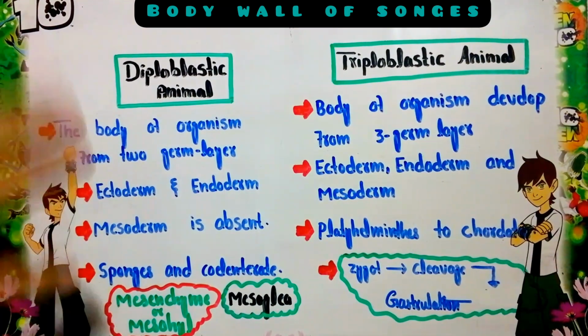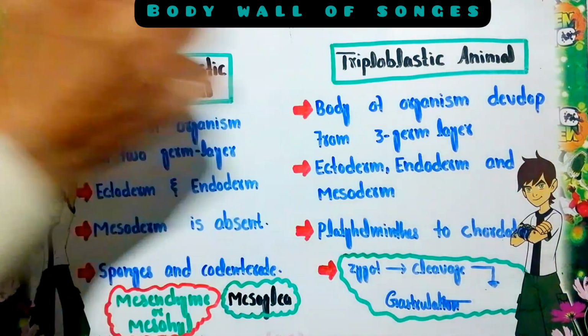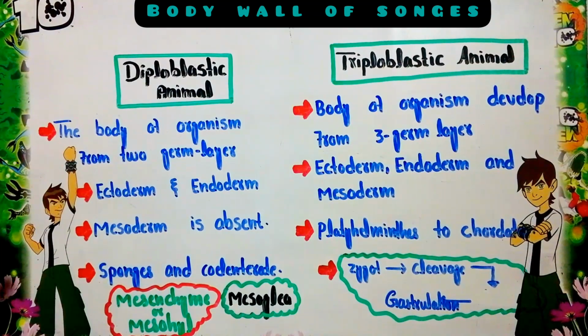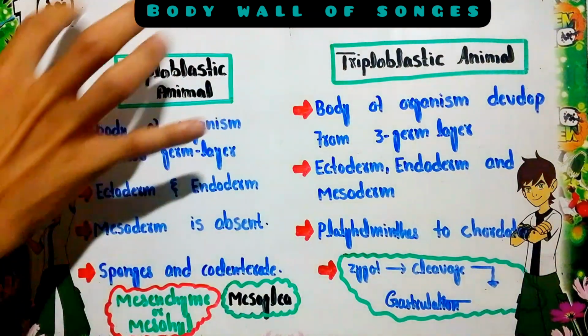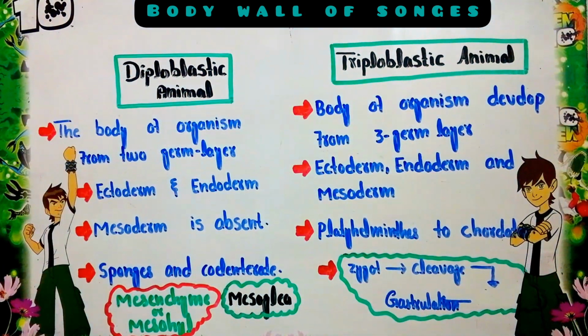Hi students, in this video lecture we will talk about one of the important topics from animal diversity, that is the body wall of sponges, or you can say the integumentary system of the sponge. But before discussing the body wall of the sponge, we should have sound knowledge about two terms: what is a diploblastic animal, and what is a triploblastic animal.